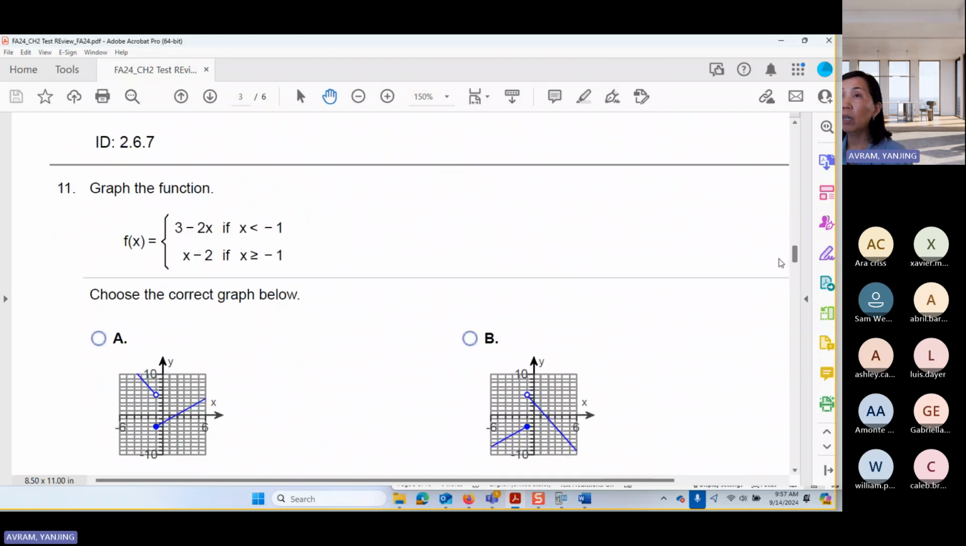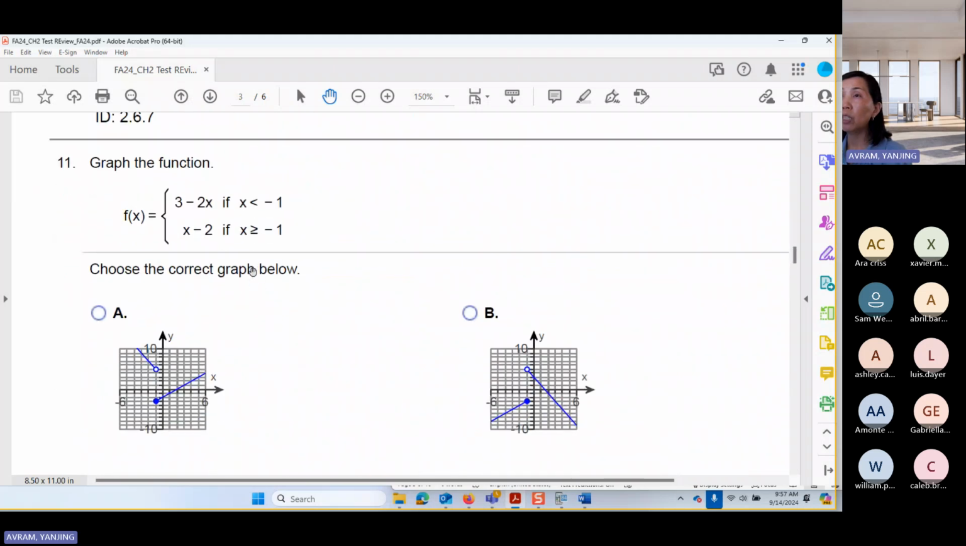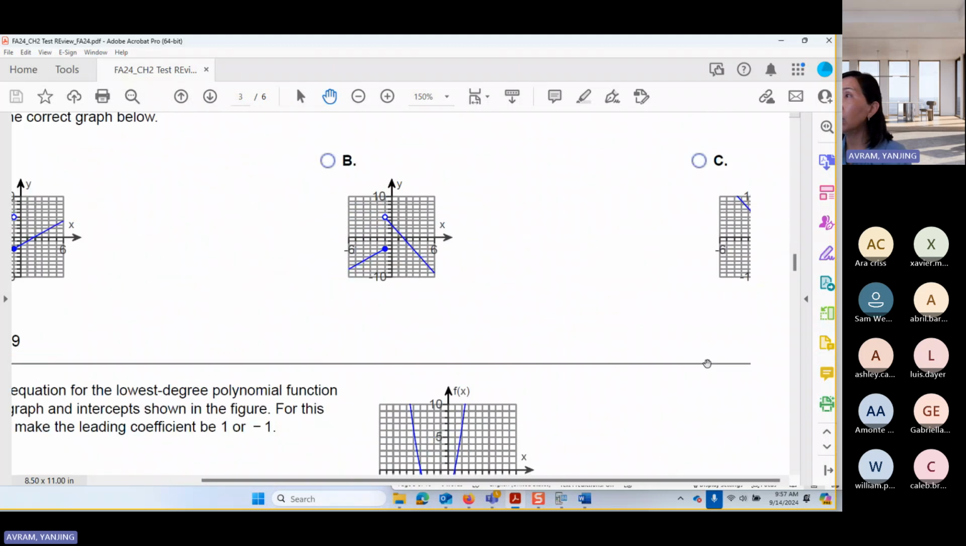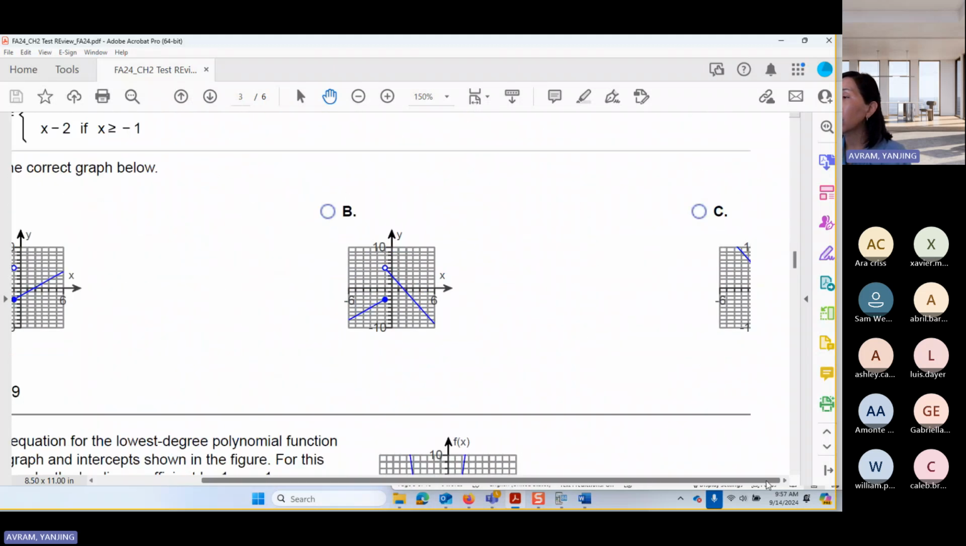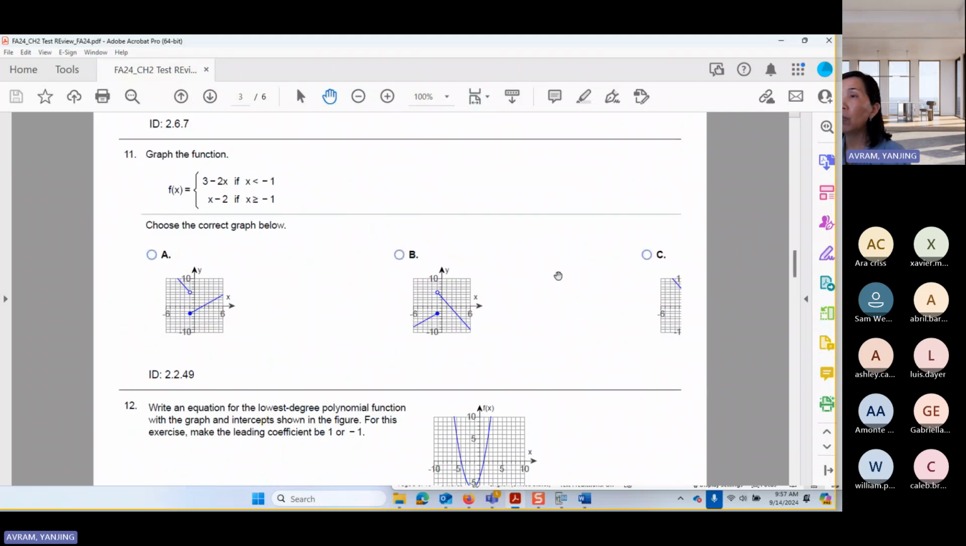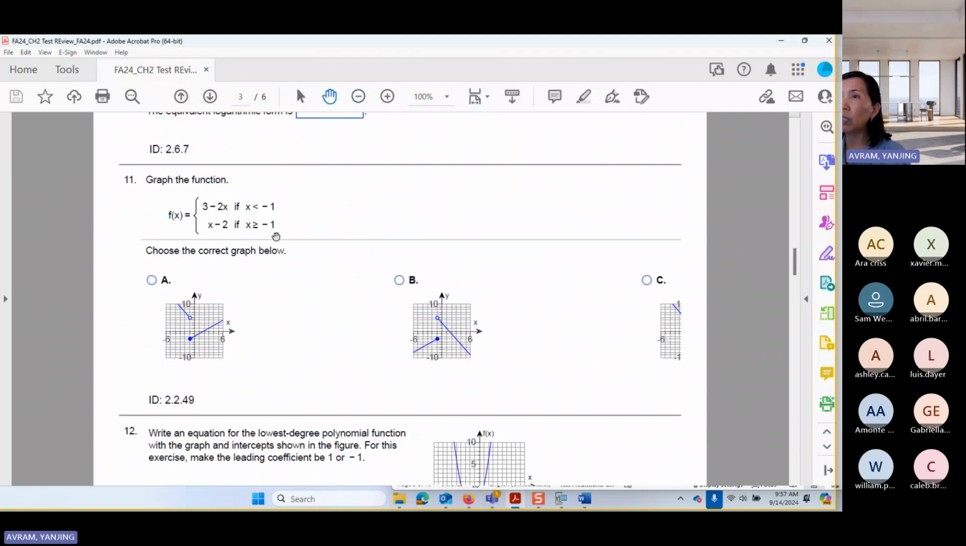All right, so this is called a piecewise function. The reason it's piecewise is because you have a limited value of the x. Here you want to choose the correct graph. I couldn't copy all the A, B, C, D here, so it missed some of them. But we can graph on our own. Once you can graph on your own, you can choose the correct answer.